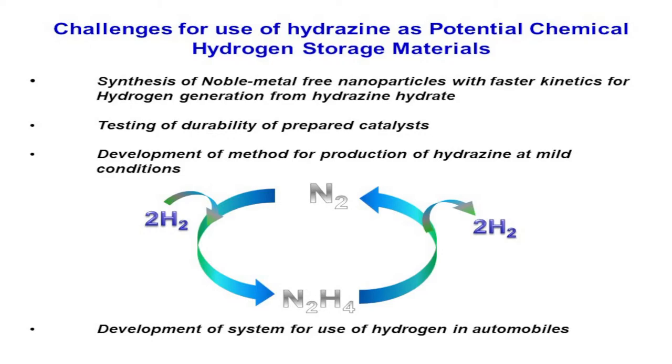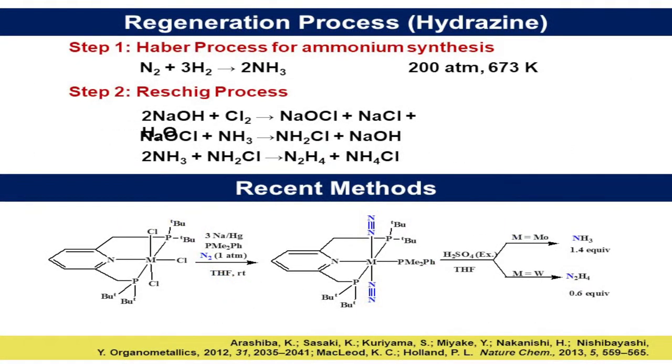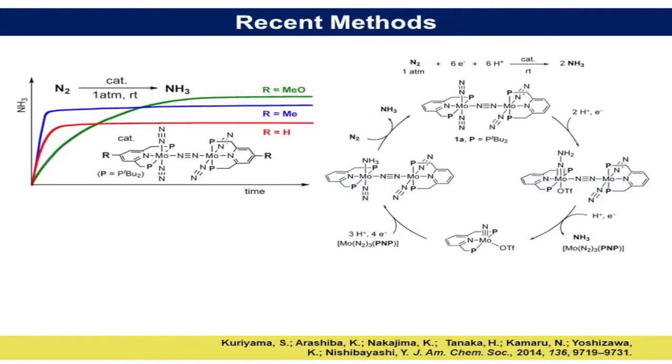So basically, currently the production of hydrazine is based on the Haber process for ammonia synthesis followed by the Raschig process, in which the ammonia produced from this is used to get the hydrazine. Recently, Nishibayashi and group have prepared the pincer complex, in which a molybdenum and tungsten based complex is used to activate the nitrogen to get the hydrazine. And they have proposed the mechanism also, but still in this, the production of hydrazine occurs from the acid rather than the hydrogen itself.